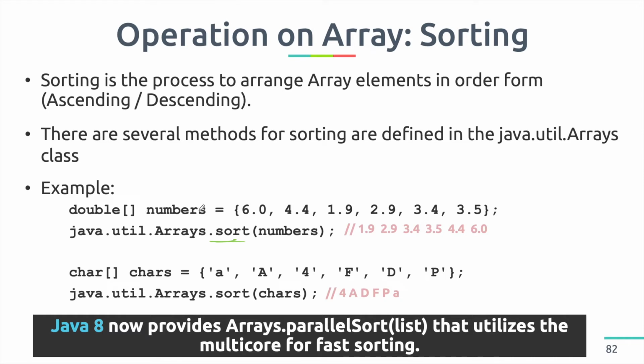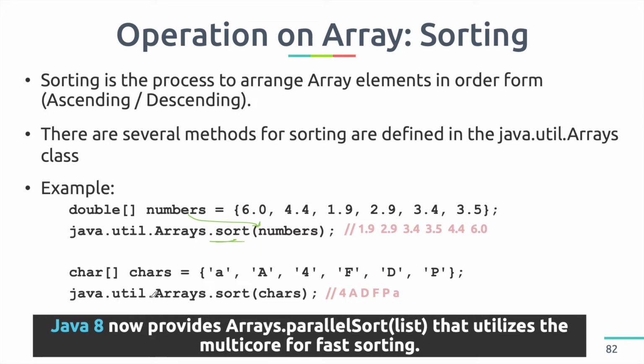We have a double array that is called numbers, and we have a collection of numbers. So to sort them is very simple. We will just use java.util.Arrays.sort, and then we enter the name of the array, and it will sort it ascendingly. The same goes for character arrays.